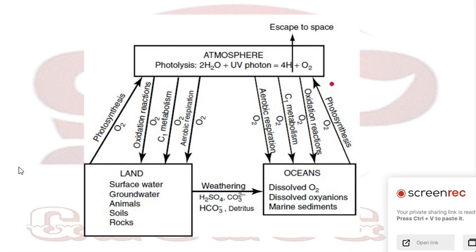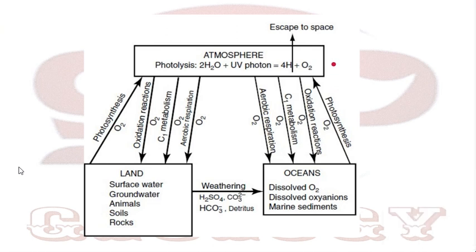First thing, we'll see what are the processes that bring oxygen from the atmosphere to the surface, to the land or to the ocean. First thing, there are many metals that react with oxygen. So the main important thing is the oxidation reaction. For example, roasting of iron or any metal, they react with oxygen.